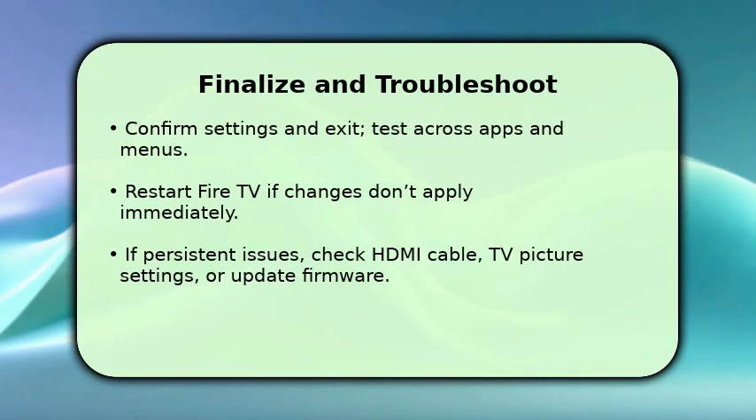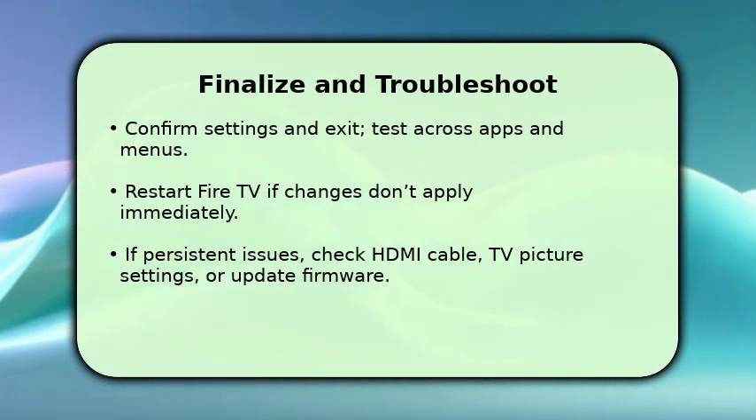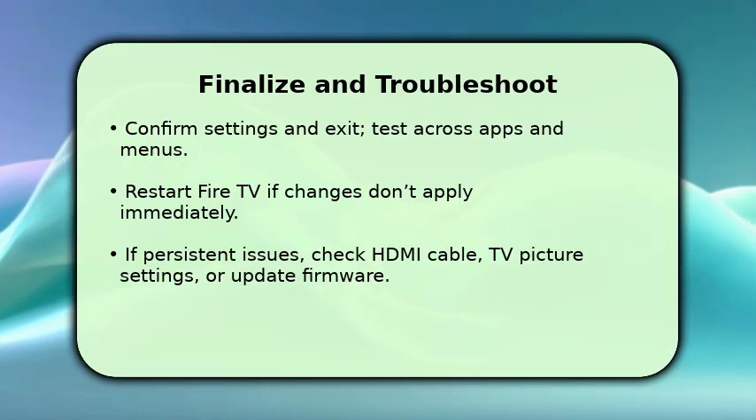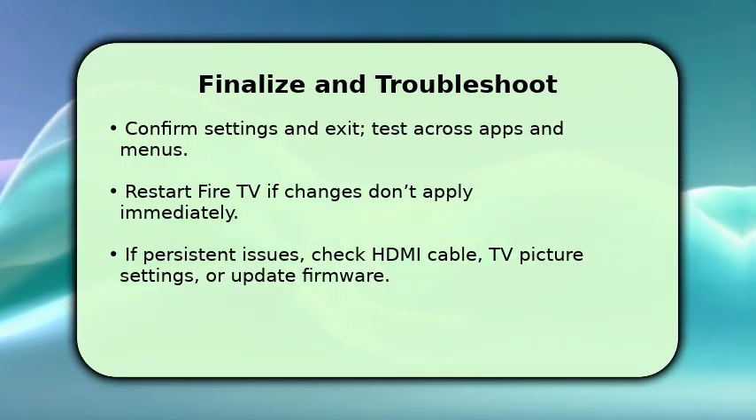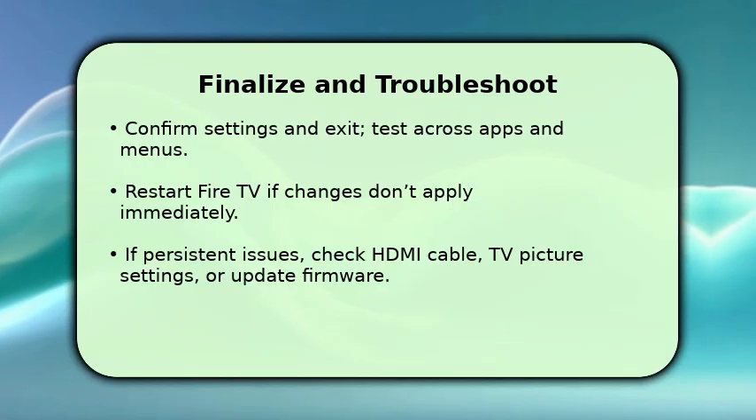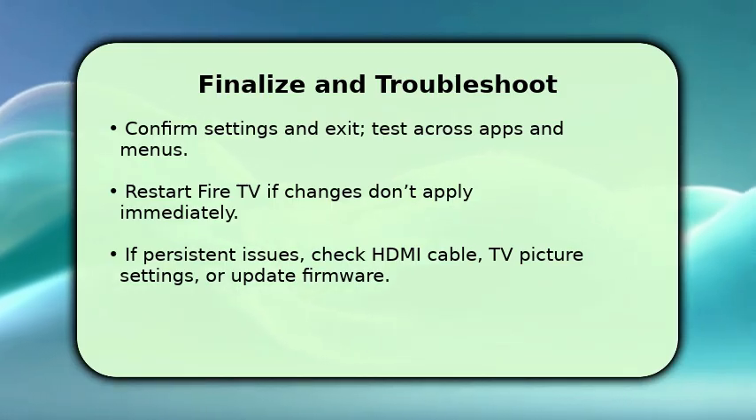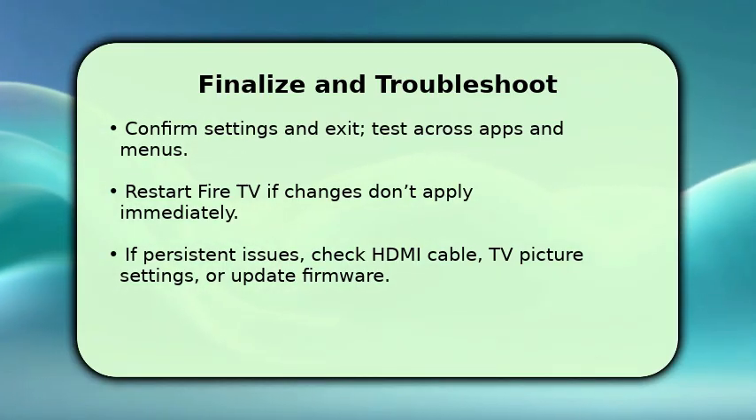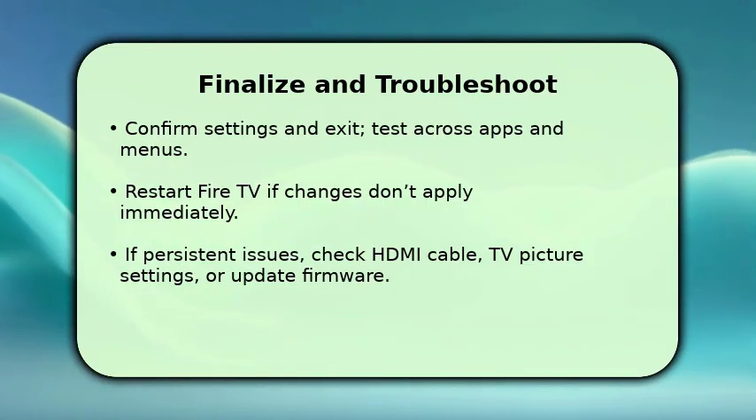If the brightness change didn't take effect, restart the Fire TV by holding Home or using Settings, My Fire TV, Restart. This often resolves temporary glitches. If problems persist, inspect the HDMI cable and TV picture settings because the TV can override the Fire Stick, and make sure Fire OS is up to date.